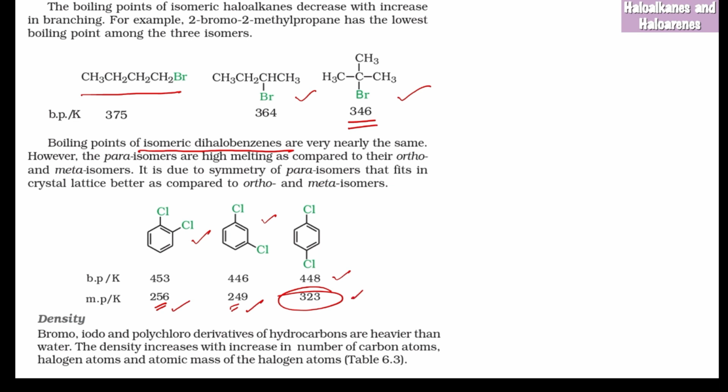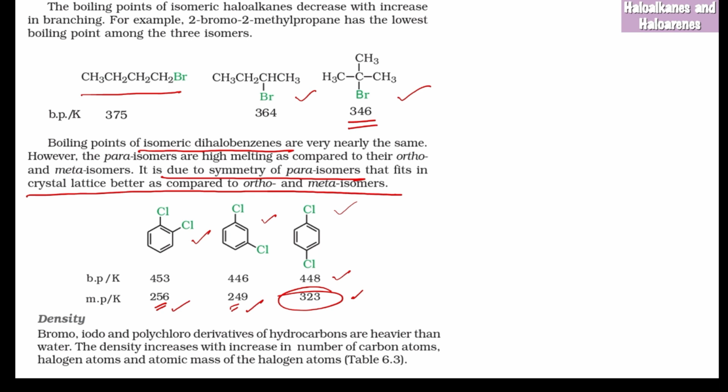What is the reason behind this high melting point of the para isomer? The para isomer molecule is symmetrical, and due to the symmetry of para isomers, it fits in the crystal lattice better as compared to ortho and meta isomers. Due to the symmetry, it fits into the crystal lattice better than the ortho and the meta isomer, as a result of which its melting point increases.